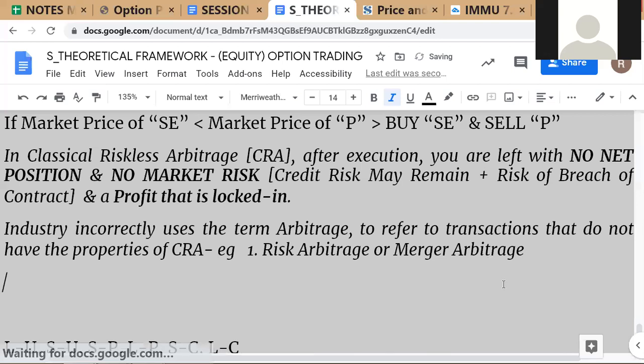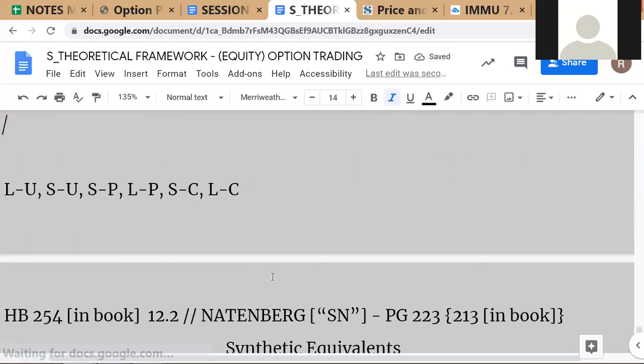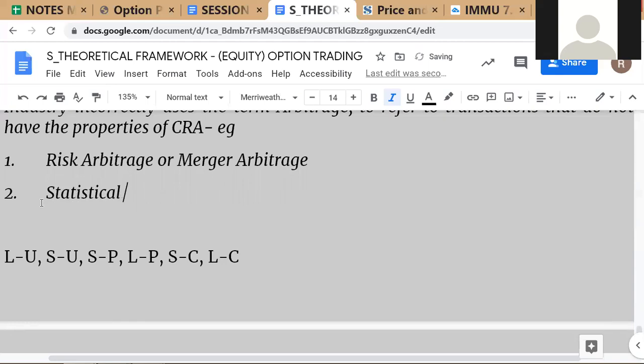Okay, so that's one. The second example is what we call statistical arbitrage. Statistical arbitrage is quite a legitimate hedge fund strategy.